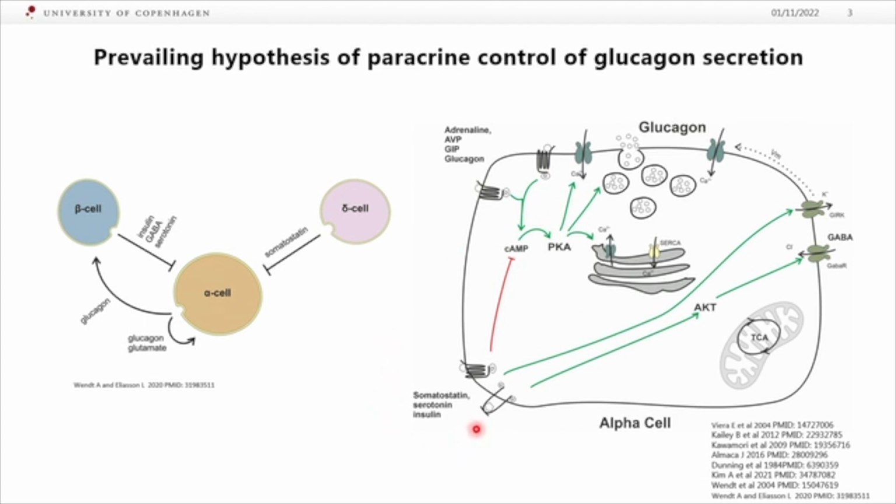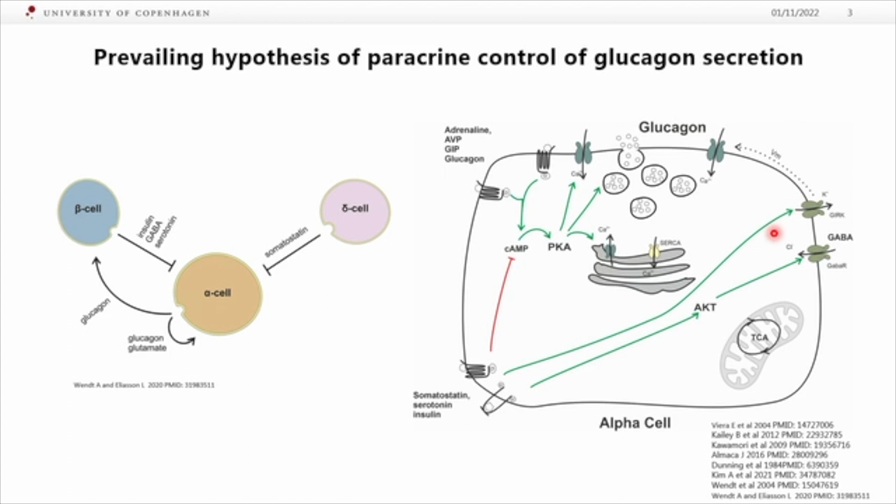Also for the inhibition, of course, we have somatostatin and insulin as the major inhibitory paracrine regulators, but serotonin also seems to play a role. And especially somatostatin and serotonin are thought to regulate glucagon secretion by decreasing cyclic AMP, but also by regulating electrical activity directly at the membrane through, for instance, GIRK channels, or by activating indirectly the GABA receptor, so GABA can signal to inhibit glucagon secretion.